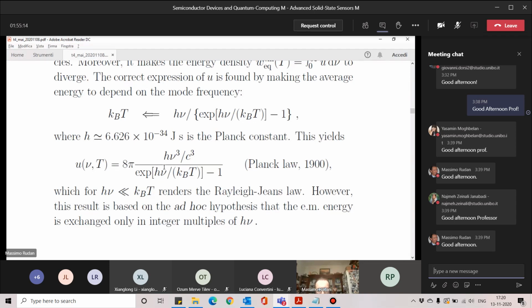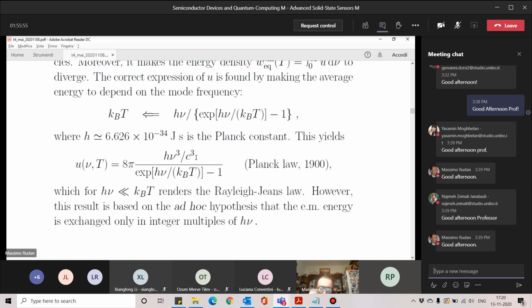if you take a very small frequency, then the exponential becomes 1 plus the exponent. So you have 1 plus h nu over kT and then minus 1. So the 1 will kill the minus 1. h will kill h. Nu cubed over nu will become nu squared, and then you have kT on top. So this has, as a limiting case, exactly the Rayleigh-Jeans law at small frequency.